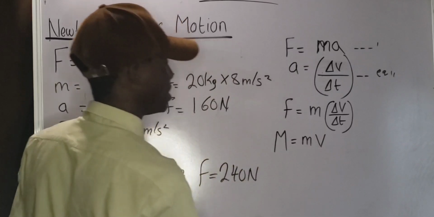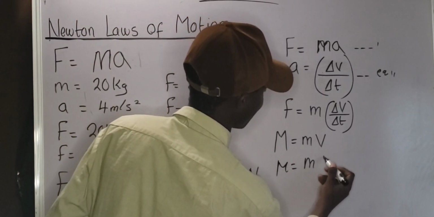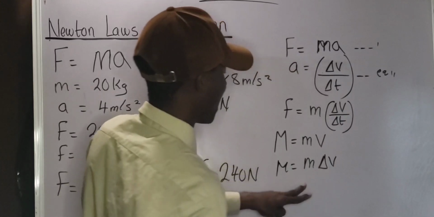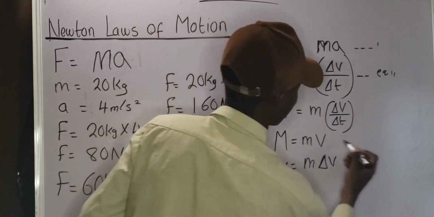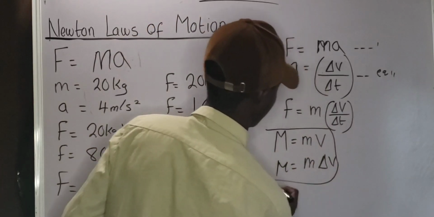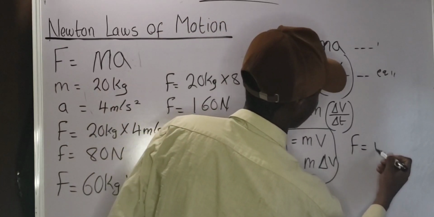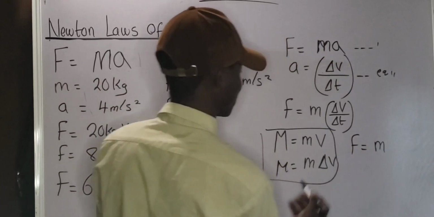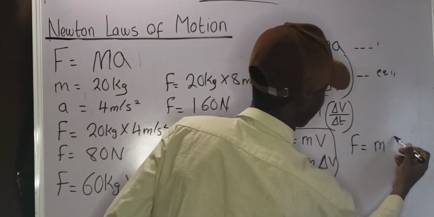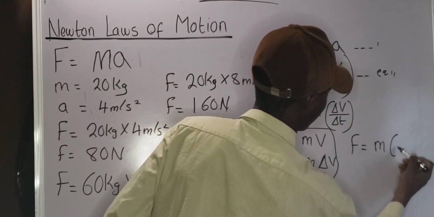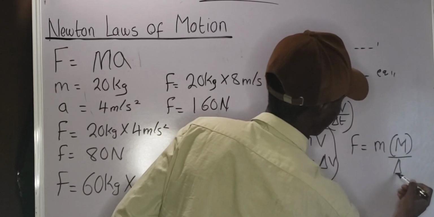Velocity. So for this, momentum is equal to mass multiplied by change in velocity. So I can substitute the value of momentum into this equation. Okay, so I'm going to have, this is the equation that we are following. Force is equal to mass, small m, multiplied by big M, big letter M, all over change in time.